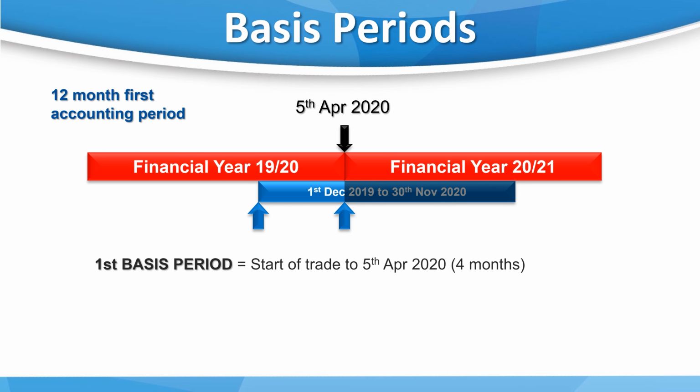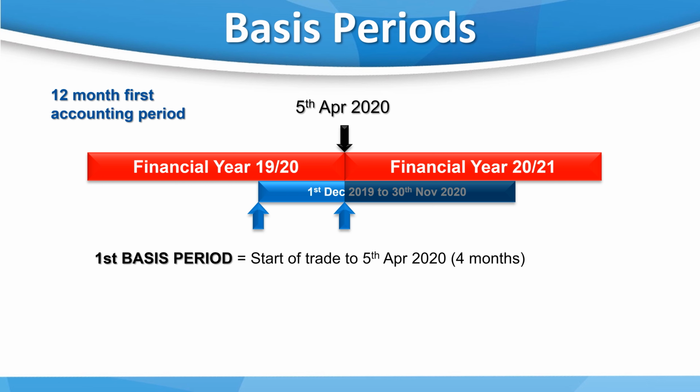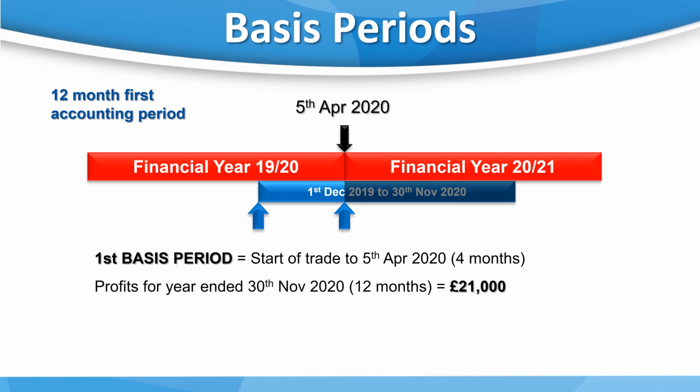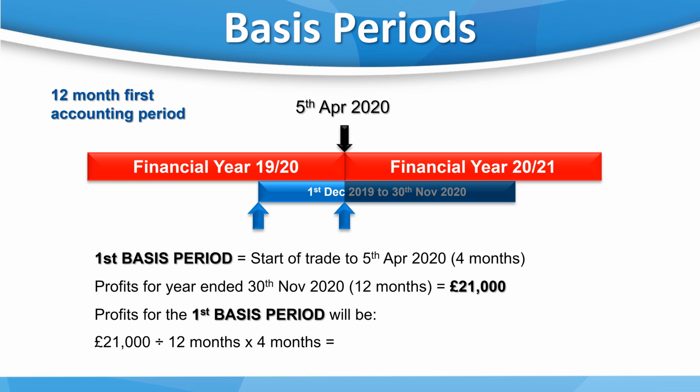This is known as the first basis period, and you'll need to time apportion the profits for the first 4 months. If the profits for the year to the 30th of November 2020 are £21,000, then the tax due for the 2019 to 2020 financial year will be £21,000 divided by 12 multiplied by 4, which equals £7,000. HMRC will accept whole months even though the basis period here is really 4 months and 5 days.